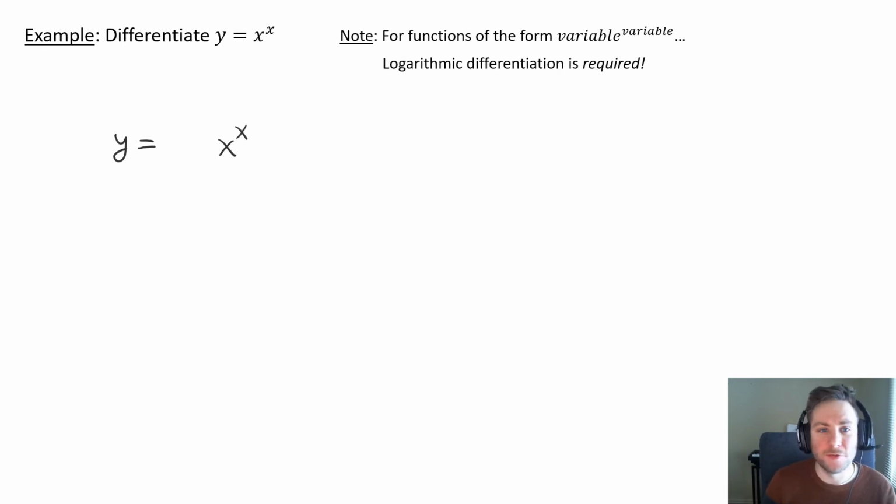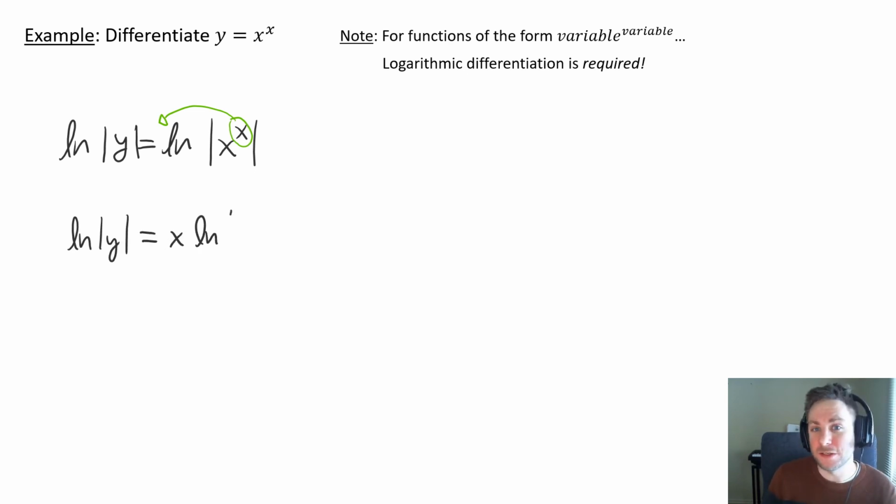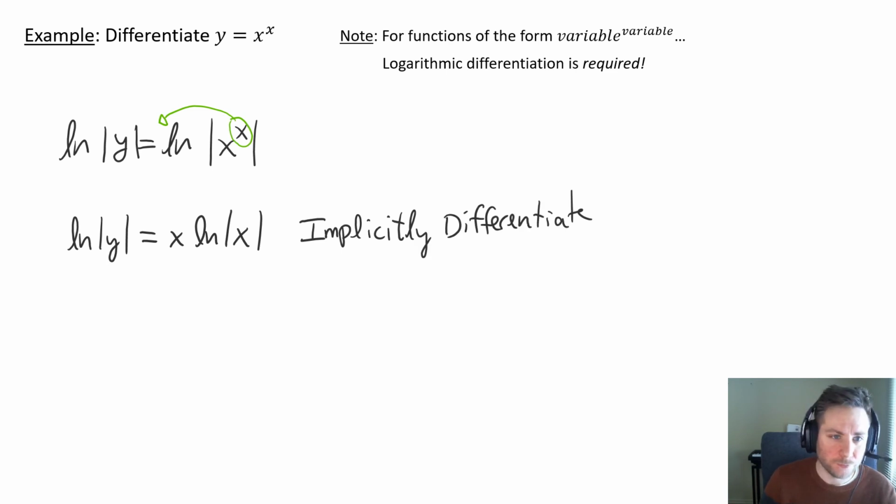Starting with the function that we've been given, we want to apply a logarithm to both sides. But be cautious. It's actually possible that x to the x represents a negative value, so to be safe, we should apply an absolute value to both sides first. Our logarithm now lets us pull the exponent down, effectively fixing all the problems we had with this function. And with that, we're ready to implicitly differentiate.